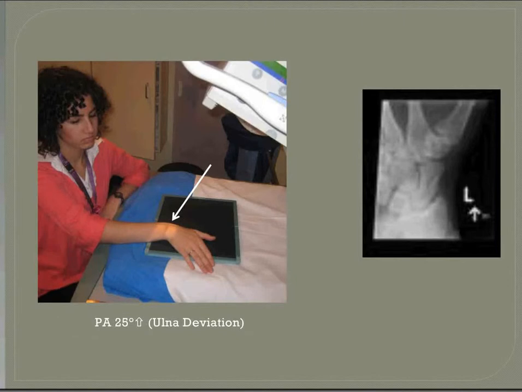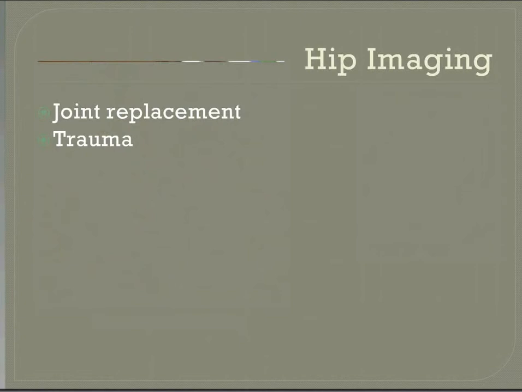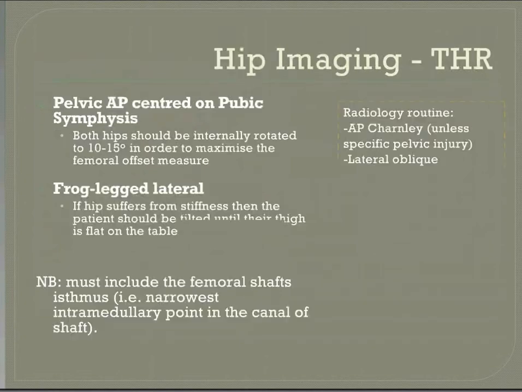And moving on to the hip, so preoperative imaging for a total hip replacement. It's for a Charnley view, and our request was also for a frog leg lateral. But from a radiology point of view, the routine for all hip issues is a Charnley view, but they usually do a lateral oblique, which I'll show you what that is.